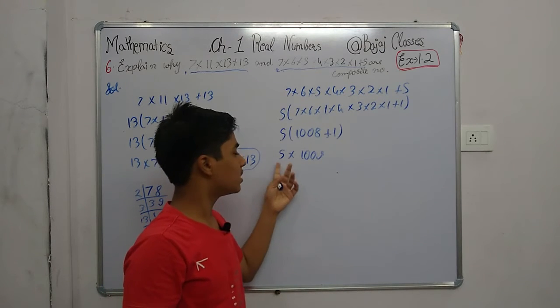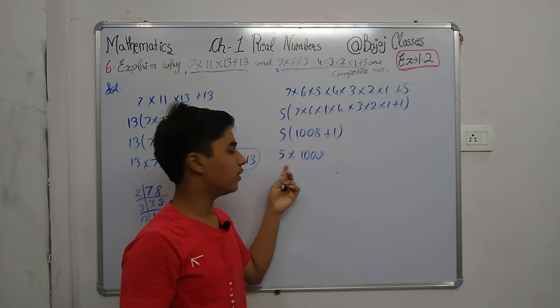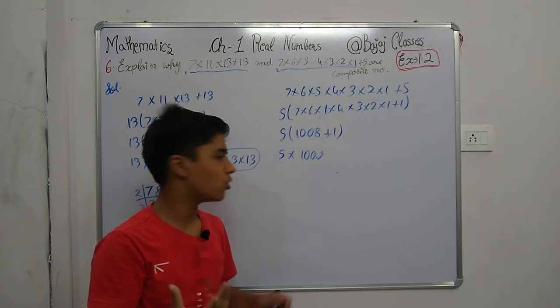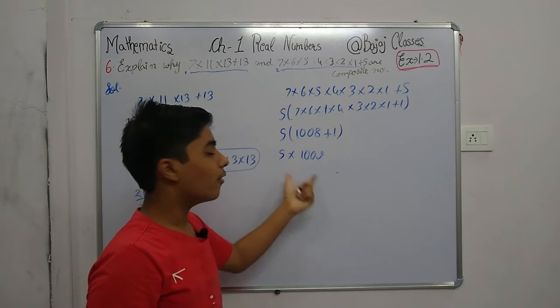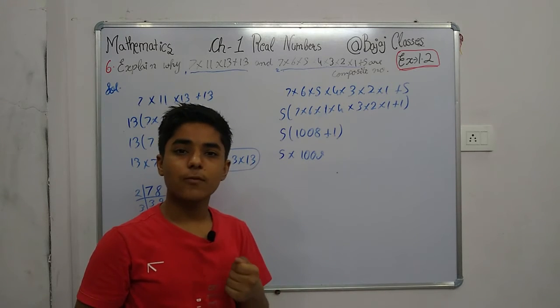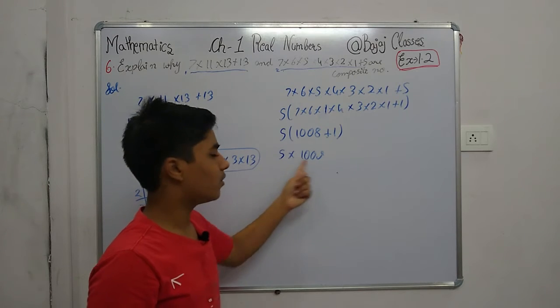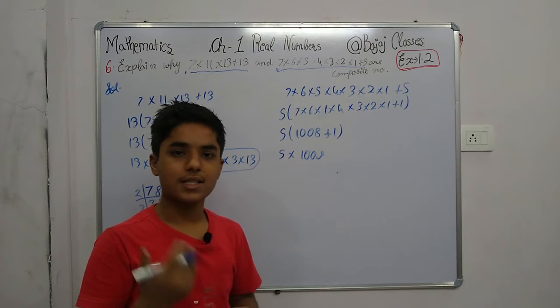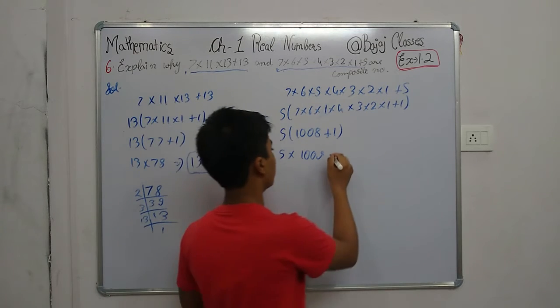Now if we multiply 1009 into 5, it will give us 5045. And what are the factors? What will be the factors of 5045? 5 and 1009. So it has factors other than 1 and itself, so it is a composite number.